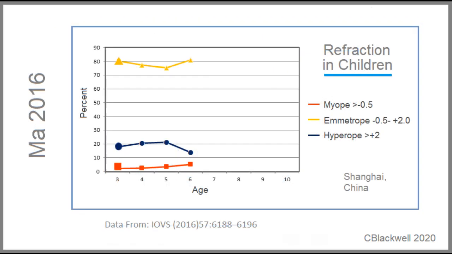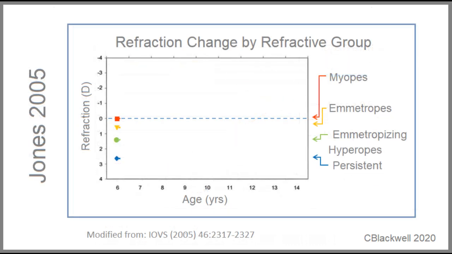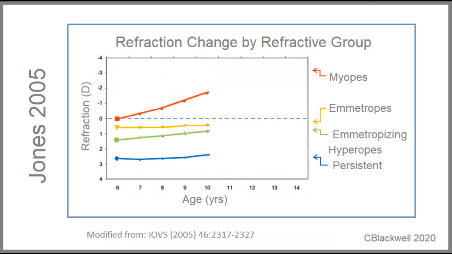Looking more closely at refraction in childhood, Ma showed that at the end of early development, emmetropia dominated. But then, around age 6, something changed and myopia started to increase. Jones gave us a more detailed view, looking at refraction behavior in groups, again showing a relatively narrow range through age 6. Then through childhood, emmetropes and hyperopes remained mostly stable, while myopes progressively diverged.